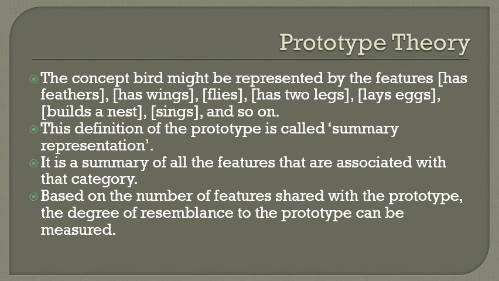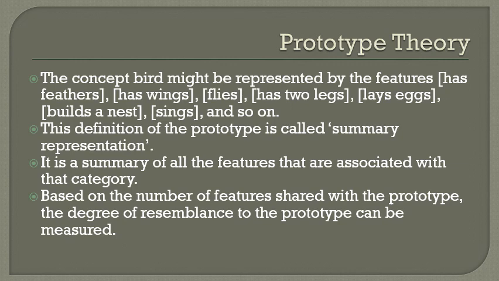Okay, so an ideal bird will have feathers, it will have wings, it can fly, it has two legs, it lays eggs, it builds a nest, it can sing, etc. We can have a long list of features that are associated with the concept bird. So this definition of the prototype is called the summary representation.